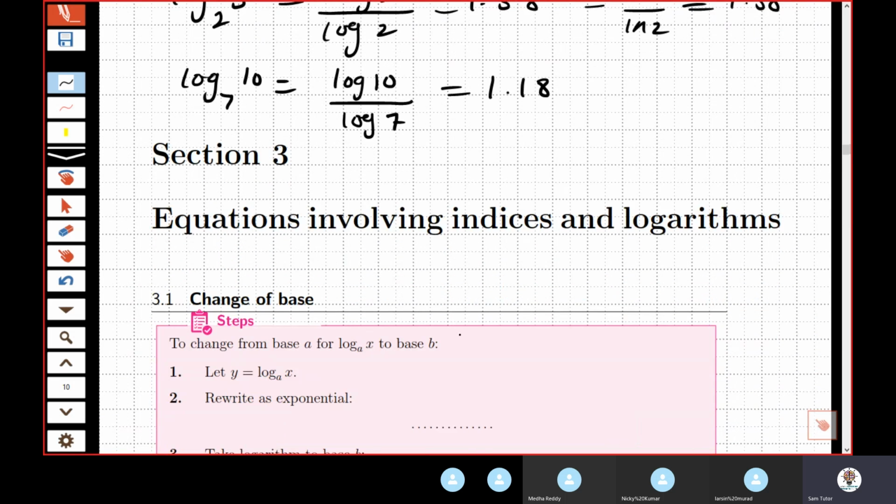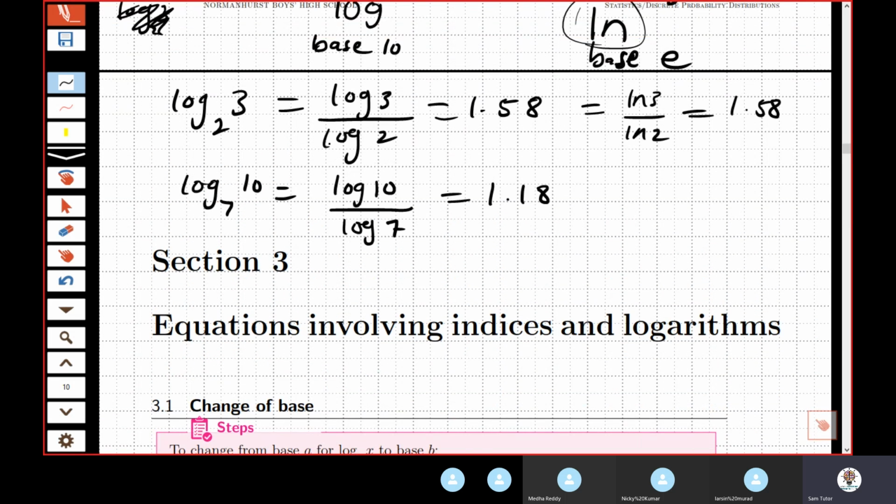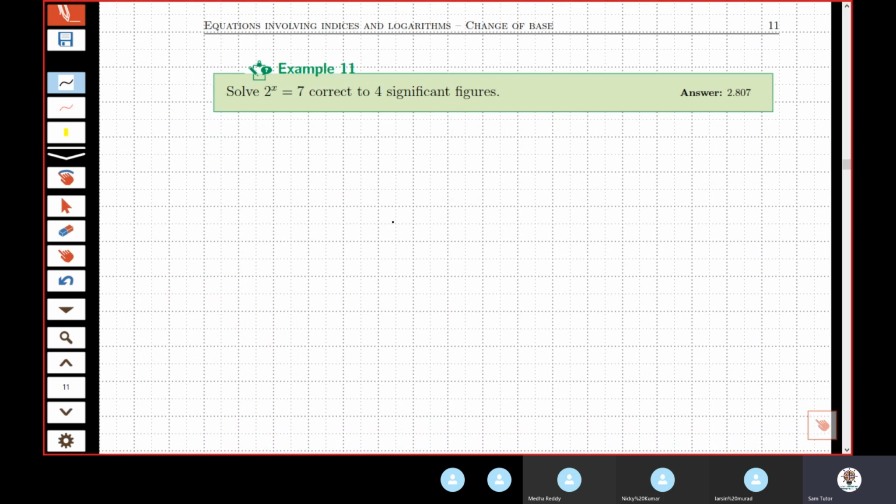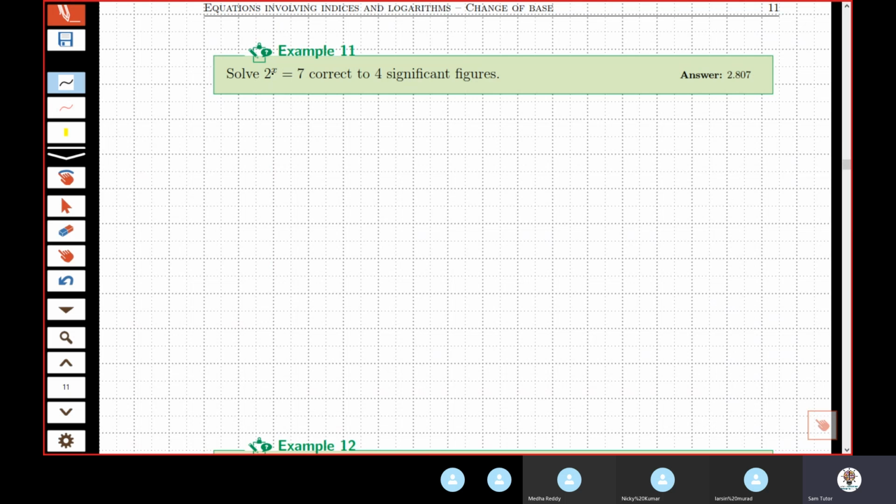Once you've wrapped your head around that and understood how to do a change of base, we can see this applied. Let's say I've got a question that says 2 to the power of x equals 7. So we're trying to solve 2 to the power of x equals 7. My question to you is, what is the opposite of an exponential? What is the log? So what would you do to both sides? You would log it. Yeah, you're right.